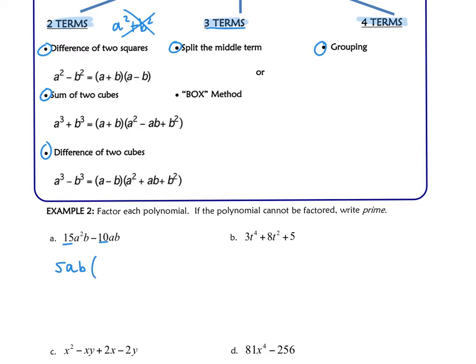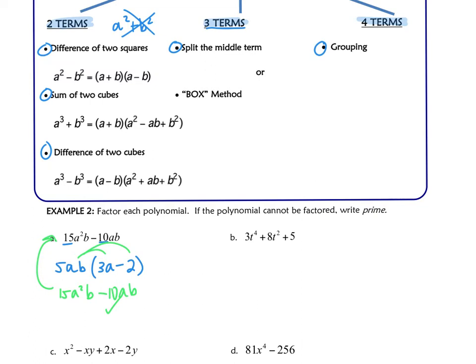Okay, 15, if I take out a 5, I'm left with 3a. 10ab divided by 5ab gives me a 2. This is it. Don't set it equal to 0. There's no equal sign. Now, if you wanted to check your answer, what you could do, multiply this back out. So I would get 15a squared b minus 10ab, which is what I started with. So I got the right answer. In parentheses, that 3a minus 2 doesn't factor anymore. But do remember that that's something you need to look for.